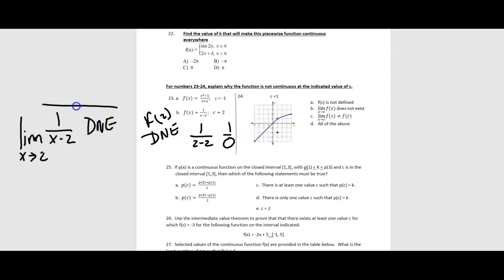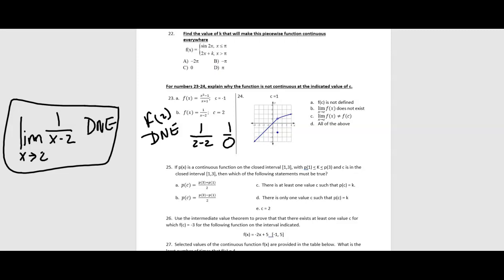So in this problem, you could say technically that, okay, the function doesn't exist, but you could also say that the limit doesn't exist either. Both of those are valid reasons for part B. Okay? Let's go ahead and take a look at part C.